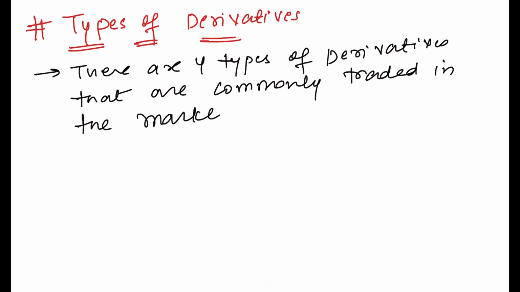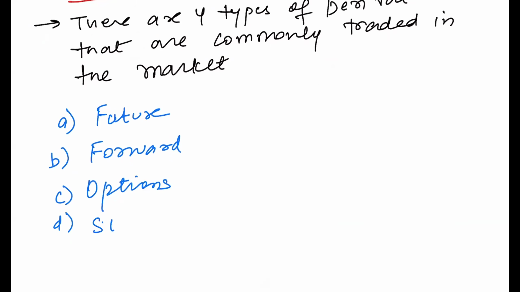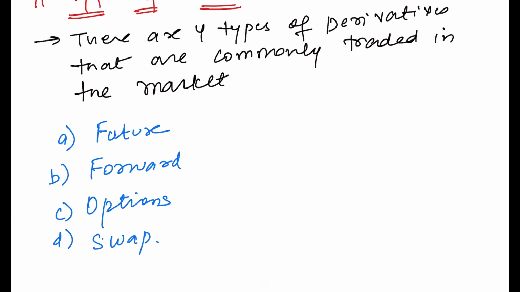So what are they? They are forward, or let's say future, forward, options, and then we have swaps. These are some of the common derivatives that are traded in the market. We'll understand each and everything in detail, okay?